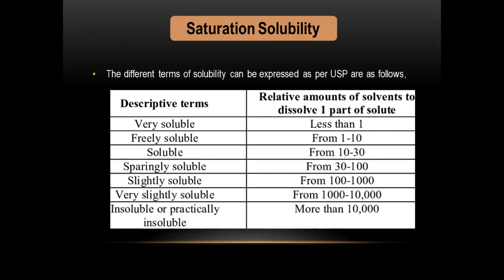from 30 to 100 parts of solvent to dissolve 1 part of solute. Slightly soluble, that is from 100 to 1000 parts of solvent to dissolve 1 part of solute. Then very slightly soluble, from 1000 to 10,000 parts of solvent to dissolve 1 part of solute. And insoluble or practically insoluble, that is more than 10,000 parts of solvent to dissolve 1 part of the solute. So these are the solubility expressions. From that you will get the idea of the solubility.